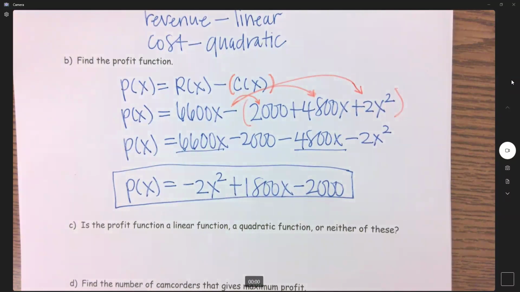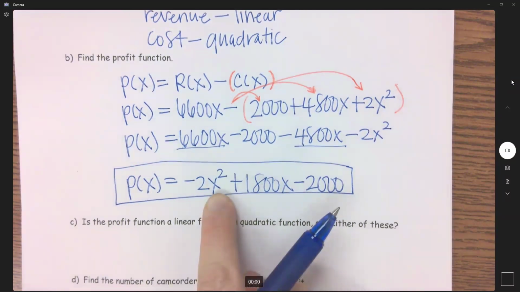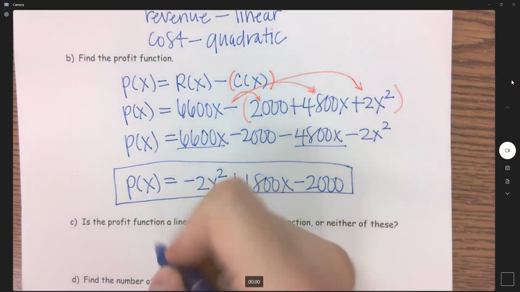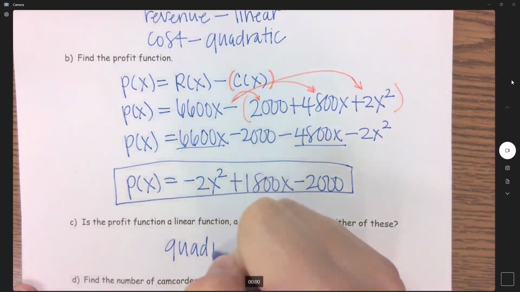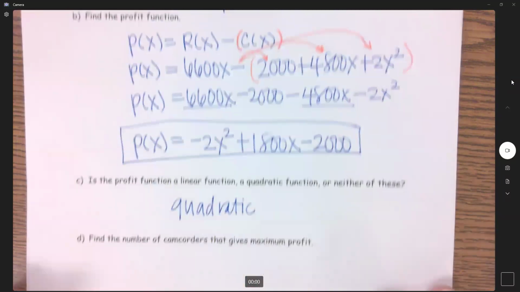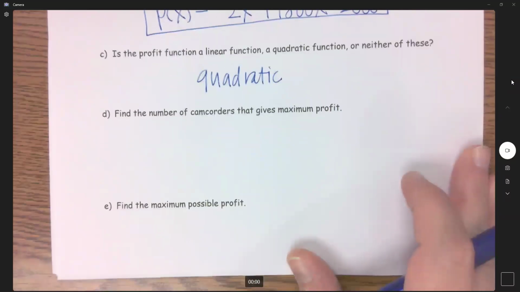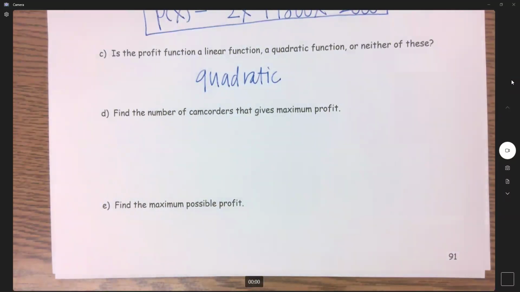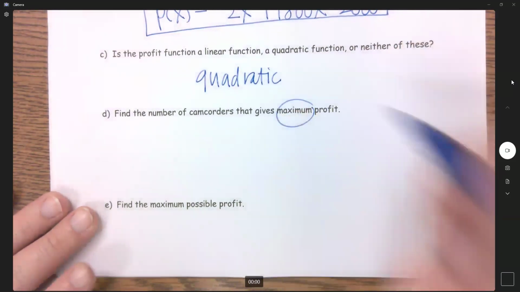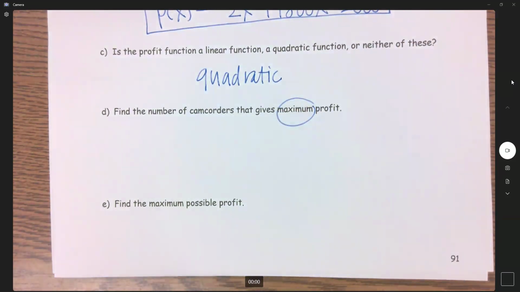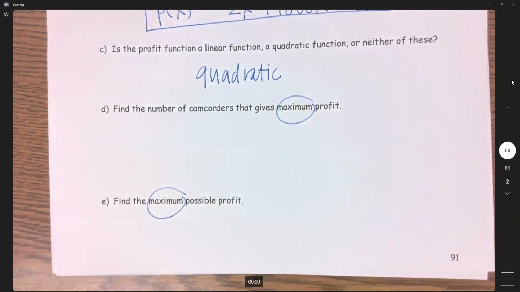Part C wants to know, is the profit function a linear function, a quadratic function, or neither? Okay, hopefully we know that that's a quadratic because, again, of that X squared. Now, part D and E are asking very similar questions. Part D wants us to find the number of camcorders that gives the maximum profit. And part E wants us to find the maximum possible profit.